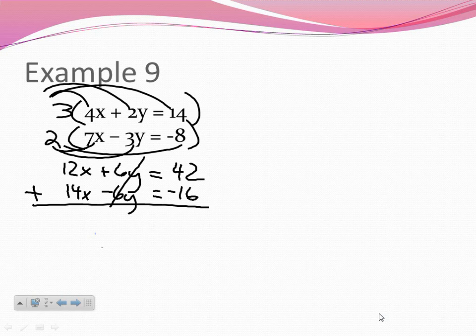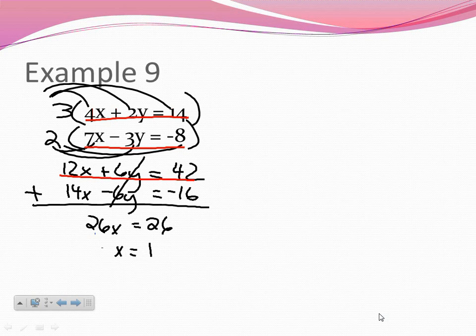So those cancel. This will give you 26x equals 26, and x is going to equal 1, okay? How many doors do you have a choice of to plug into? 4. You can choose original door number 1. You can choose original door number 2. You can choose new and improved but bigger because you times it by 3, door number 3. Or you can choose new and improved but bigger because you times it by 2, door number 4.